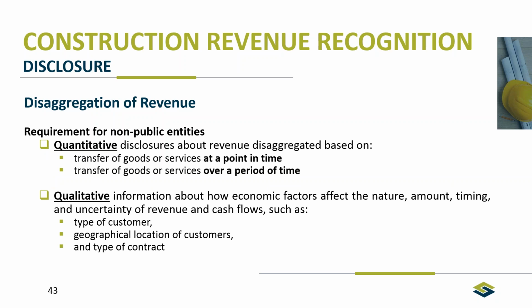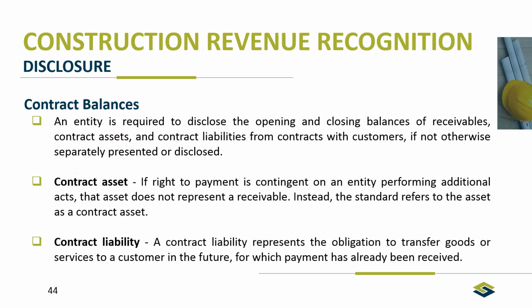Disaggregation of revenue. I talked about qualitative and quantitative disclosures that are going to be required. From a quantitative standpoint, companies are going to have to include disclosures discussing the transfer of goods based on transferring those goods at a point in time versus transferring them over a period of time. And there's also going to be qualitative disclosures where companies are going to discuss how economic factors affect the nature, amount, and timing and uncertainty of revenues, such as types of customers, geographic locations of customers and contracts, as well as the type of contracts.